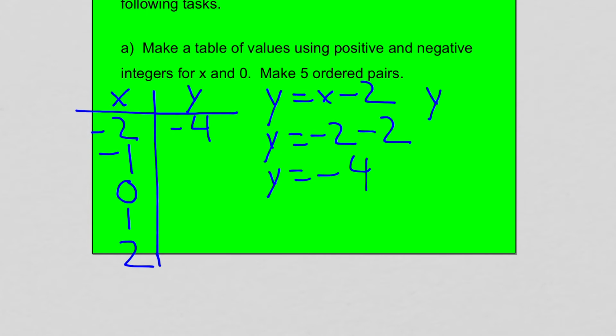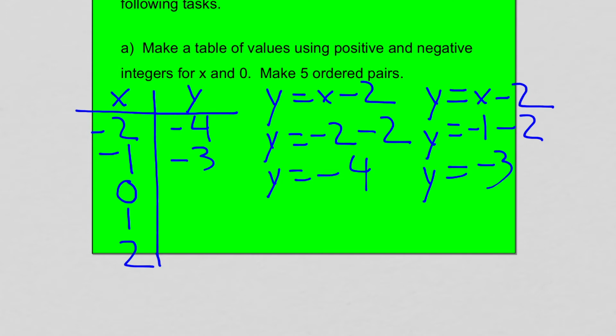And then y equals x minus 2. I'm going to replace the x with -1 this time. Y equals -1 minus 2. The signs are the same, so I add them, and I get y equals -3. So when x is -1, y is -3.